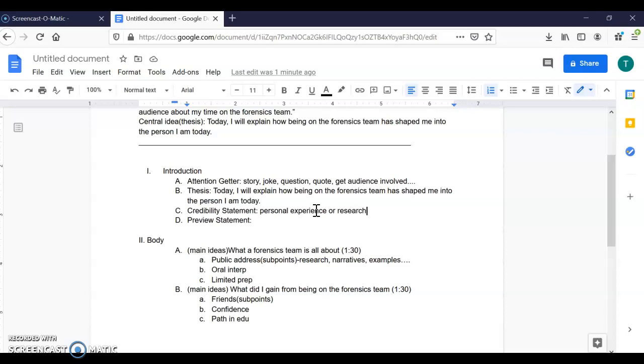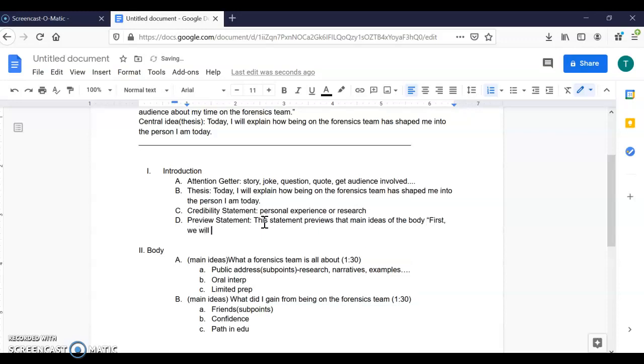Okay, all right, and then your preview statement is done for you because you constructed the body of your speech first, and the preview statement previews the main ideas of the body. So this statement previews the main ideas of the body. So how would that look, or how would that sound? You want to make sure you add in transitions. First, we will discuss what a forensics team is, and second, add that transition.